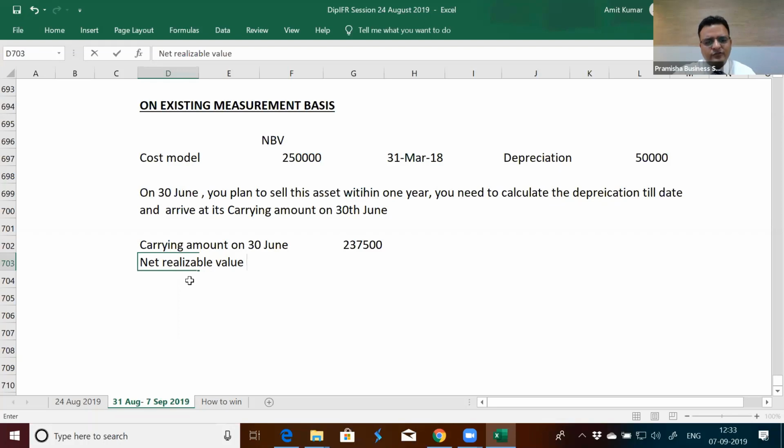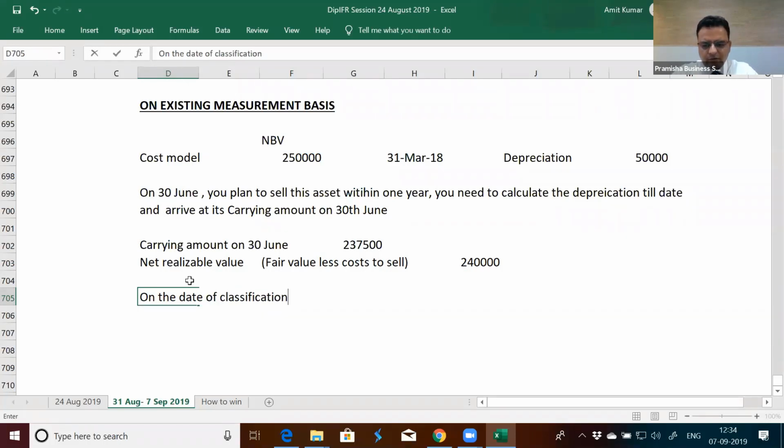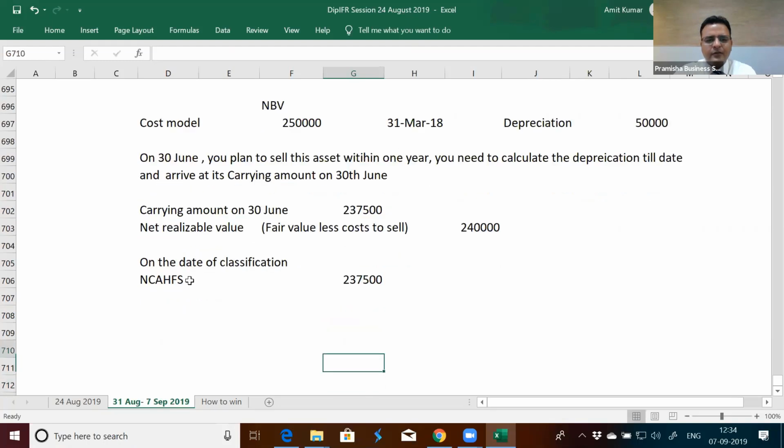Now NRV means fair value less cost to sell in this case. And fair value less cost to sell may be, suppose, 240,000. So on the date of classification, the non-current asset held for sale will be recorded at the lower amount, 237,500 in this example.